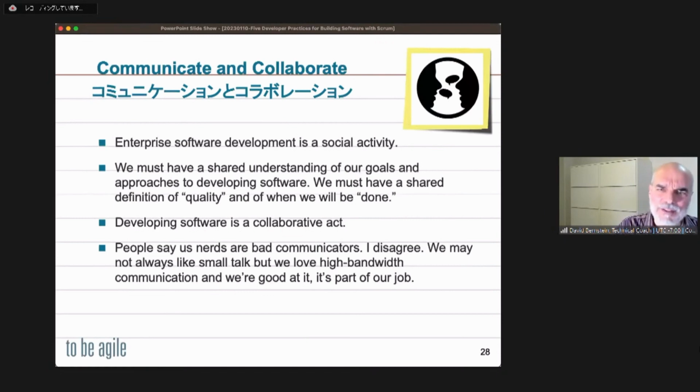Enterprise software development is really a social activity. It requires a tremendous amount of communication and collaboration. I've been a software developer most of my life and a nerd. They say that we're not very good at conversation, but I disagree. I think software developers are able to talk about a lot of very complex things. I'm not very good at small talk, but I'm very good at talking about very complex things in software development.